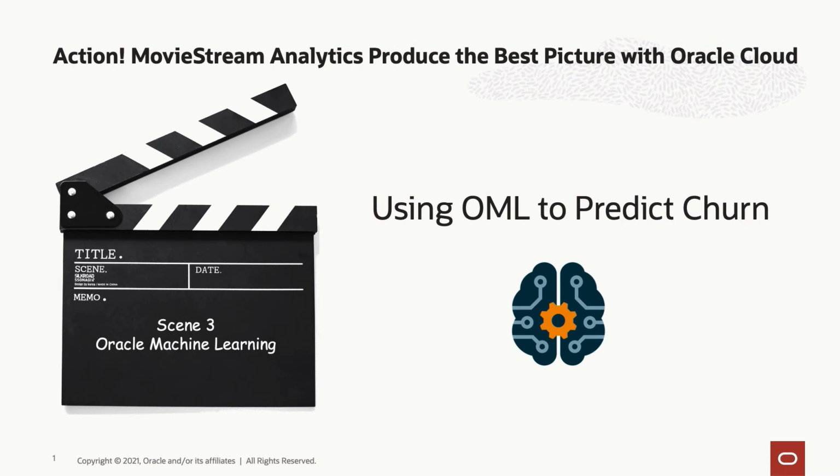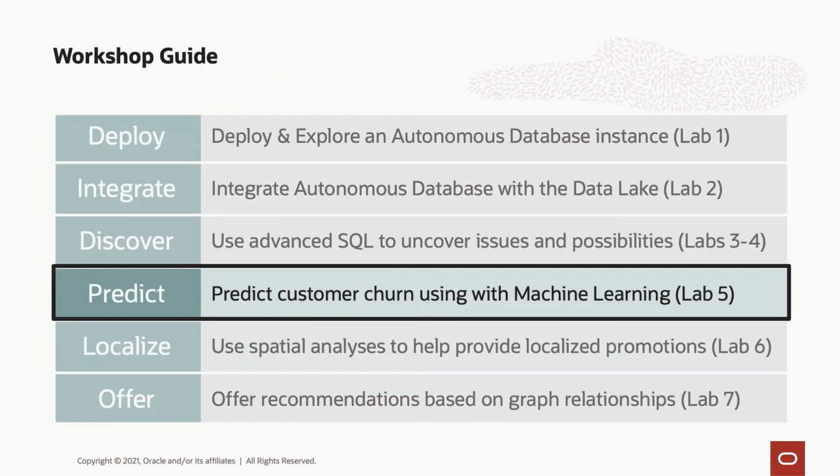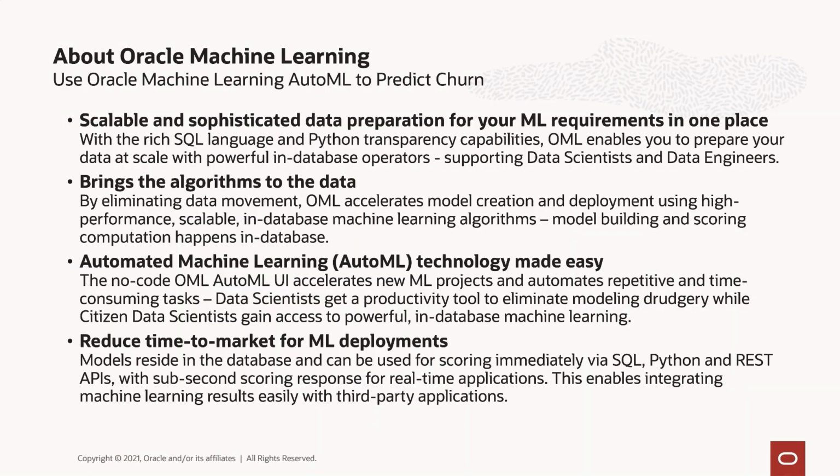Welcome to Scene 3, Oracle Machine Learning. In this lab, we're going to use Oracle Machine Learning and lots of its capabilities to predict customer churn. Depending on the work done on the previous labs, we're going to learn how to identify potential churners so that we can use them for promotions and for the recommendations coming up on the next labs. Oracle Machine Learning is included in all Oracle databases, and especially in Autonomous Database, it includes a few additional components that we're going to see today.